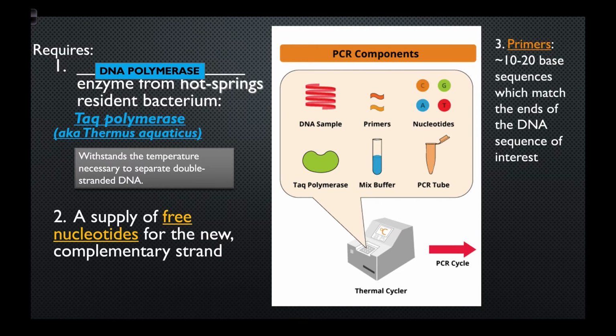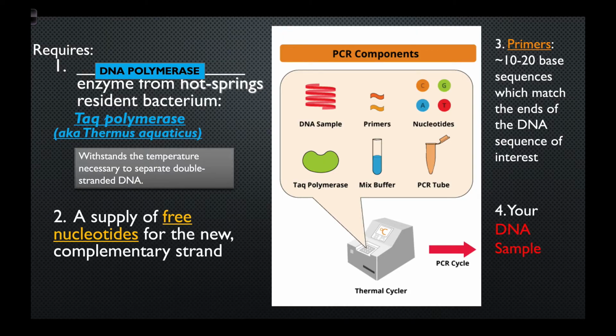Number 3, we're going to need little tiny pieces of DNA called primers. Primers are 10 to 20 nitrogenous base sequences linked together, which are going to match the end of the DNA sequence of interest. So remember that DNA is a random assortment of A's, T's, G's, and C's, but we do have some known locations on DNA where certain base sequences exist. And we can build these primers because we know that they are a match for a specific sequence somewhere on a DNA strand.